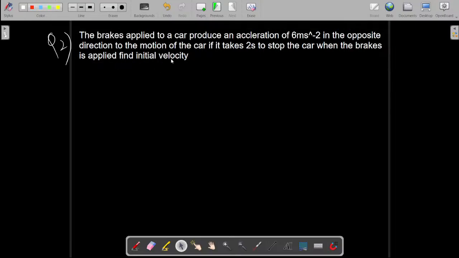Okay. So here acceleration is given. A is given as 6 m s raised to negative 2. Then time is given, 2 seconds. So we know that V is 0, and U we don't know. V is 0, U we have to find out.